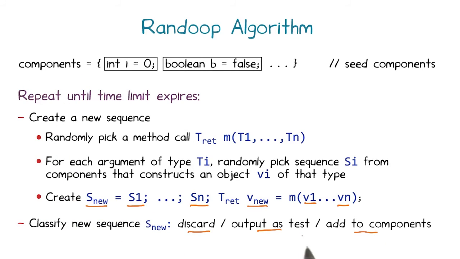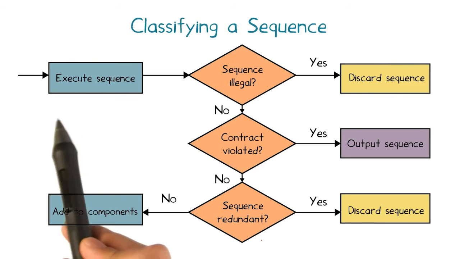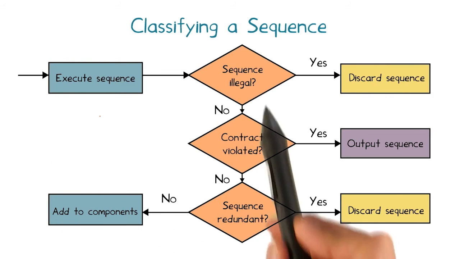The third option is what allows the algorithm to produce increasingly richer method sequences over time. Each new method sequence that is added to the components itself becomes available for extension in future method sequences that the algorithm generates. Let's look next at how Randoop decides how to classify each sequence. Randoop uses the following decision process to classify each sequence that it creates in the algorithm we just saw. It executes the sequence and makes 3 checks on the result.